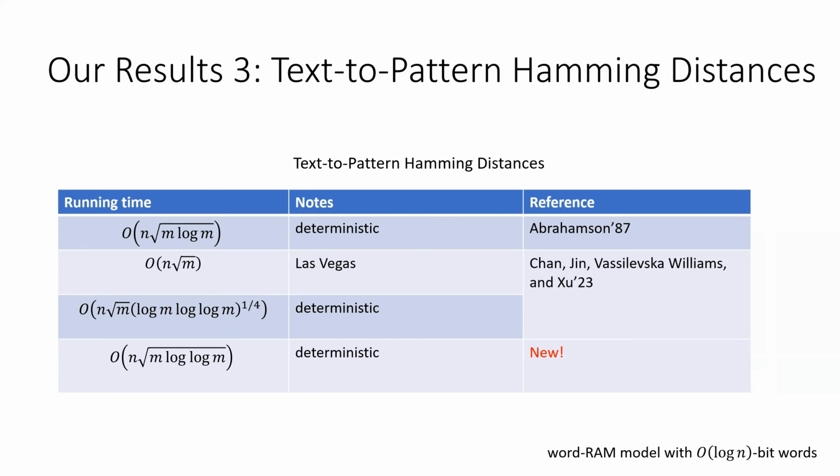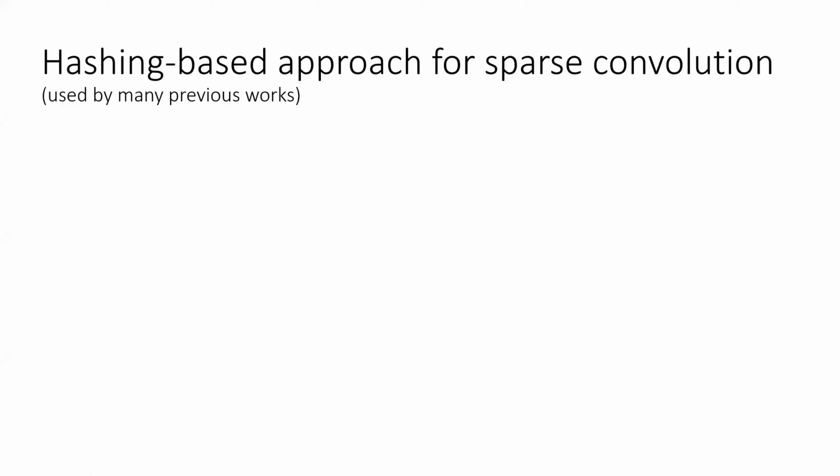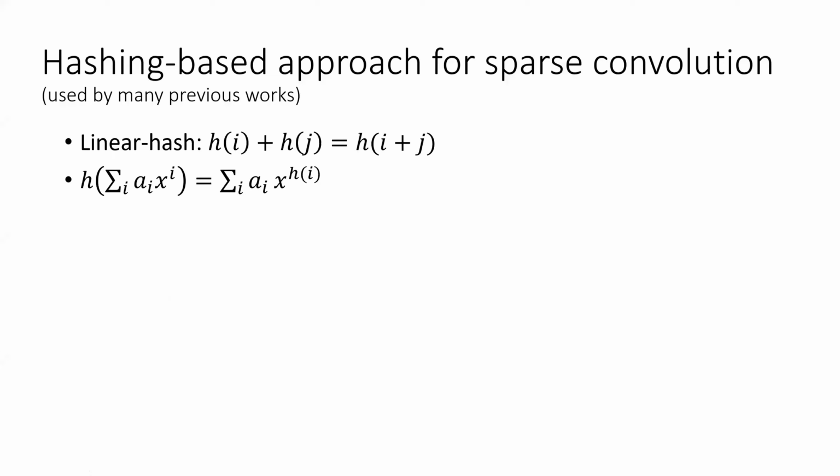Now let's talk about the techniques of our paper. Similar to many previous works, we follow the hashing-based approach for solving the sparse convolution problem. The idea is that we want to reduce a sparse polynomial to a dense polynomial where the degree is comparable to the original sparsity. More specifically, we pick a hash function from integers to a small set of integers, and when we are hashing a polynomial, we replace the exponent i of each term by the hash value of i. And in order for it to be useful for the convolution problem, we want the hash function to respect addition, that is, h of i plus h of j should be equal to h of i plus j.